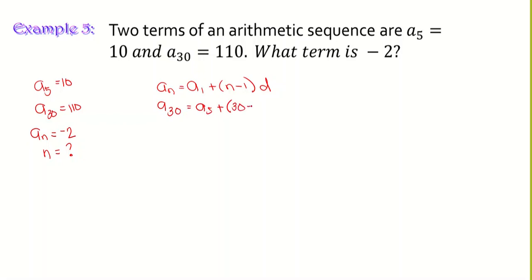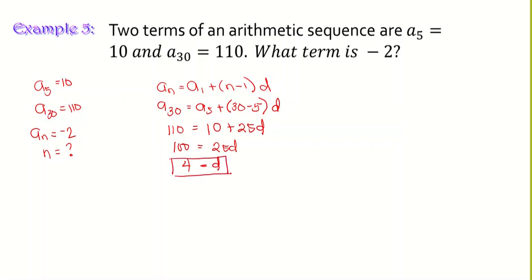Instead of 1, it will be 5, it came from the subscript here, times your d. And we have a value here, that's 110. 110 is equal to 10 plus 25d. And by addition property, 110 minus 10 is 100 equals 25d. Then divide both sides by 25. Your d is 4, which is the same as the value of d in the first solution.